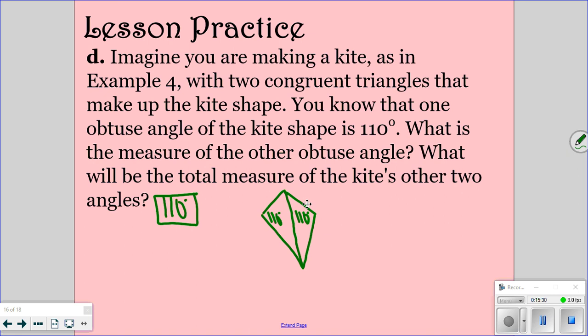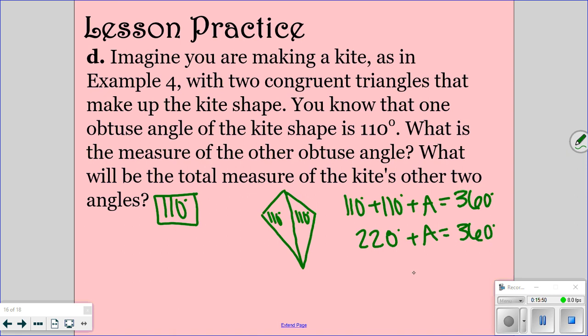And then the measure of the other two angles, we know that in a quadrilateral they have to add up to 360. So 110 plus 110 plus the other angles has to add up to 360. So that's 220 plus the other angles equals 360. So the other two angles have to equal 140. And we don't know which one equals what. We just know that this angle plus this angle equals 140.